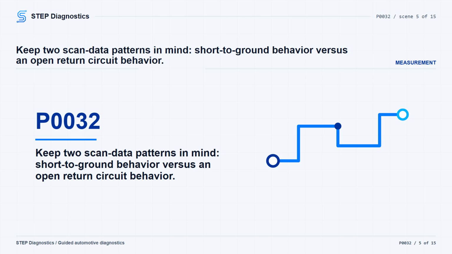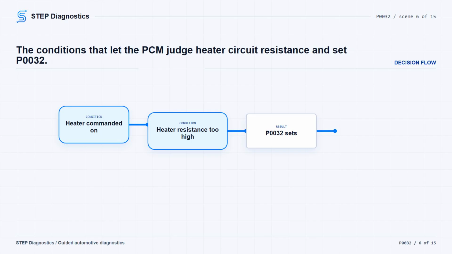An open in a sensor return circuit will cause the biased signal voltage to read high, near 5.0 volts, and the 0-1 raw voltage reading to be near 2.5 volts. Those values do not replace the circuit checks, but they can help you recognize whether the scan data matches the electrical direction you are testing. For this code, the key idea is heater circuit resistance.